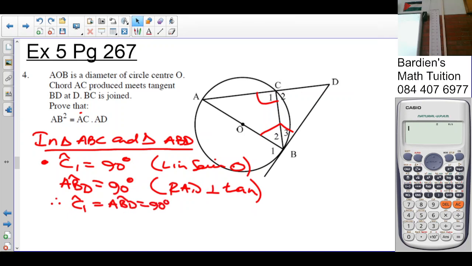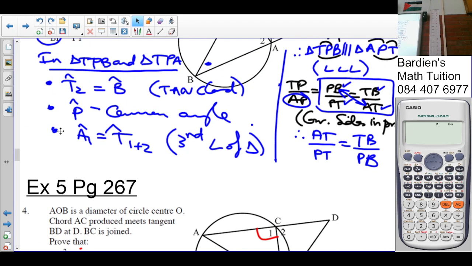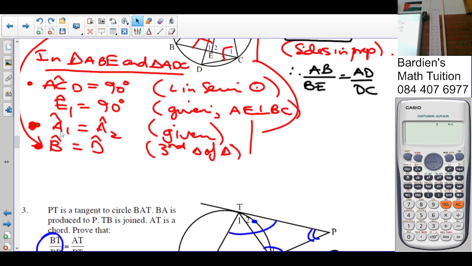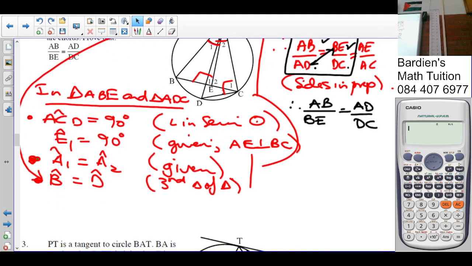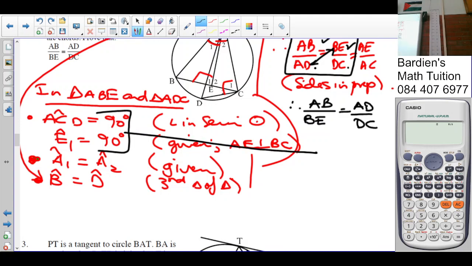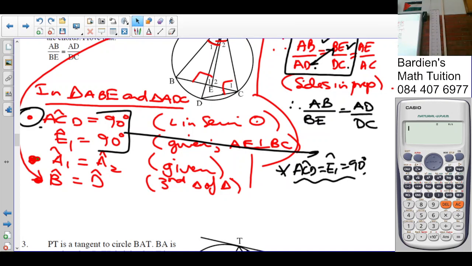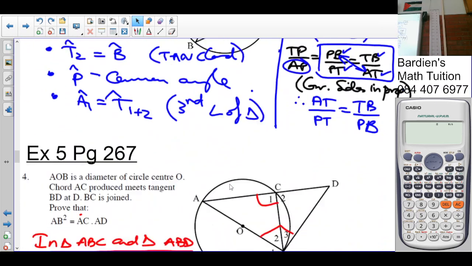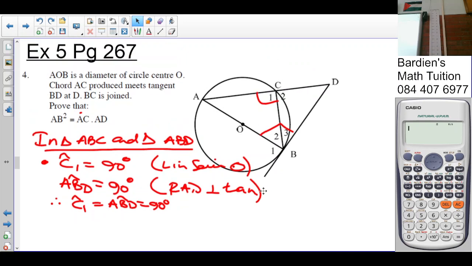I don't think I did this conclusion in the previous one. Did I leave that out? Yeah, you had to say it, otherwise you're not linking this here. I had to say that ACD is equal to E1, which is equal to 90. This is what is linking that angle together. Sorry about that. Slipped my mind.